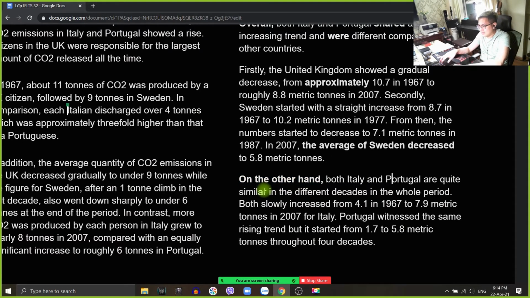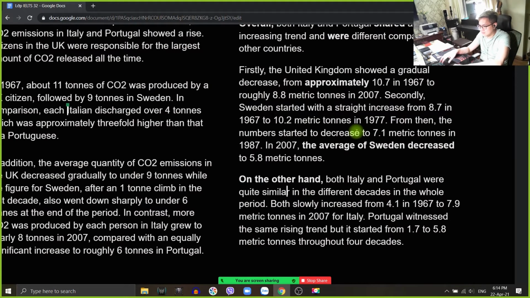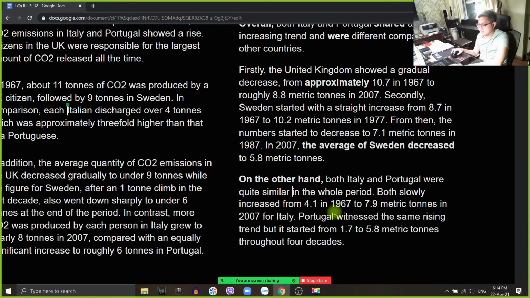Both Italy and Portugal are quite similar. Were quite similar in the different decades in the whole period. These two countries are quite similar in different decades throughout the whole period. Oh my god, are quite similar in the different decades. You don't have to say in the different decades, just say in the whole period. Were quite similar in the whole period.